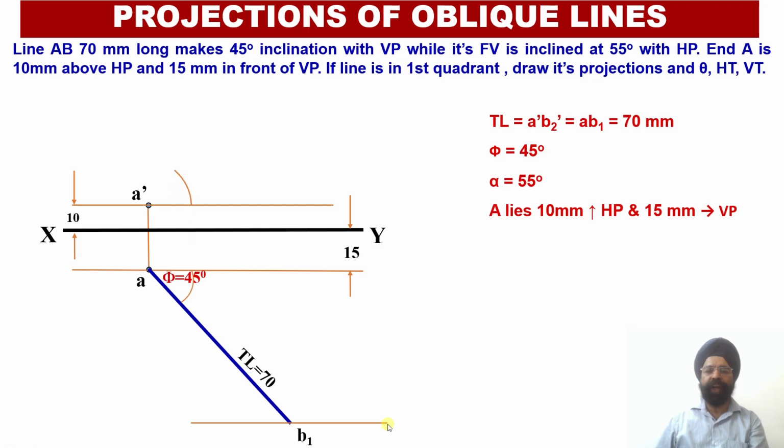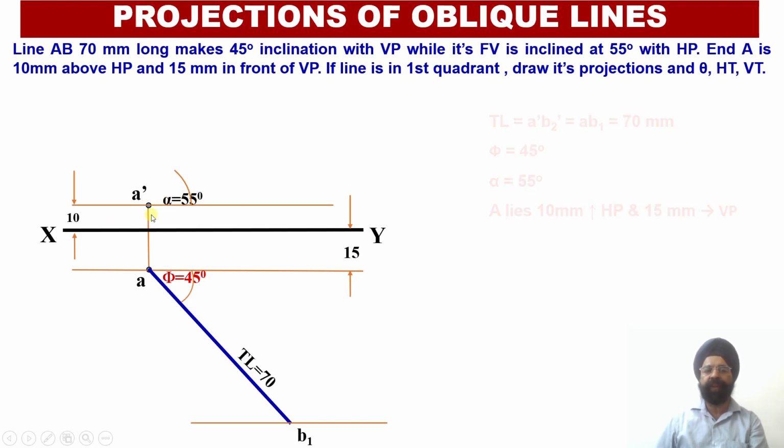Now having drawn this point B1, another information we have with us is the front view A dash B dash. The front view projection A dash B dash is inclined with respect to the horizontal plane at an angle of alpha equal to 55 degree. Now we have marked the angle alpha equal to 55 degree, and we know the orientation of this edge A dash B dash in the front view.